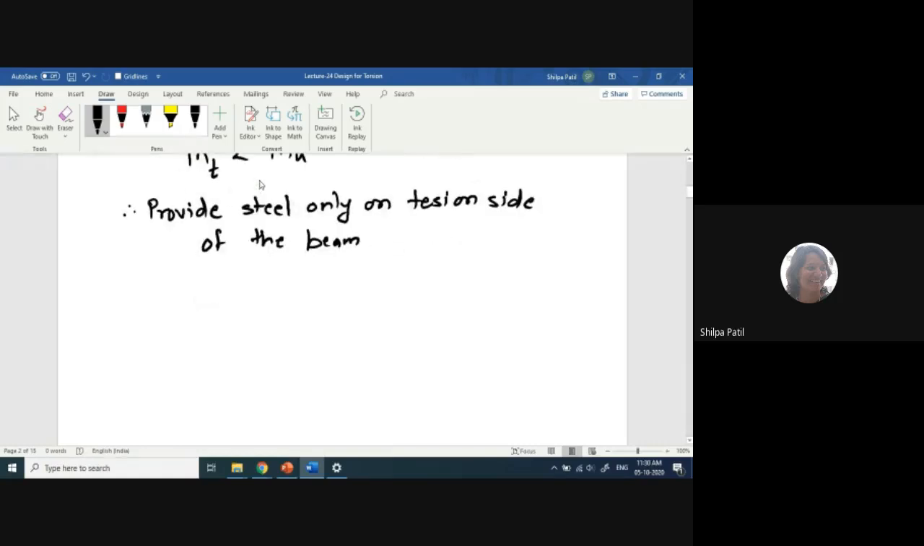Okay. So the next step, we have to calculate now the longitudinal reinforcement, or it is also called tensile reinforcement. I will write down that also.